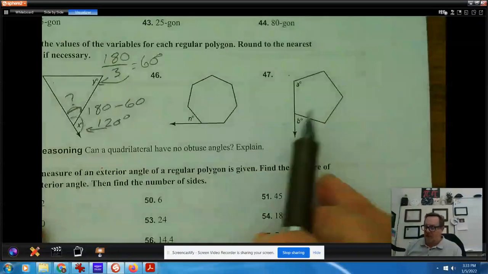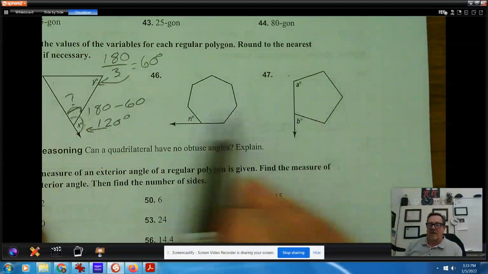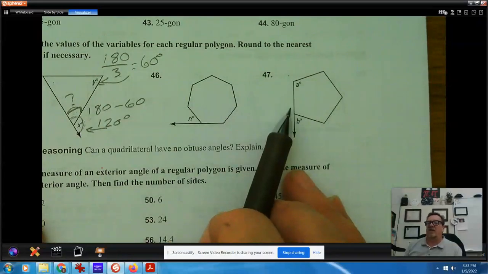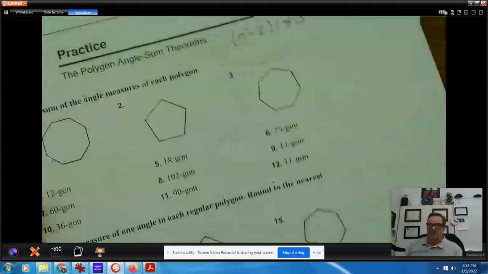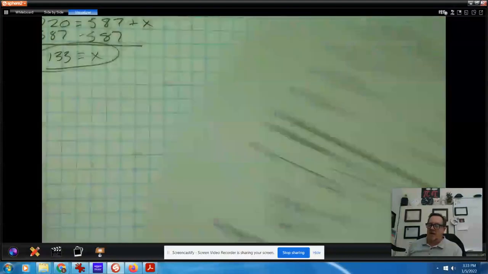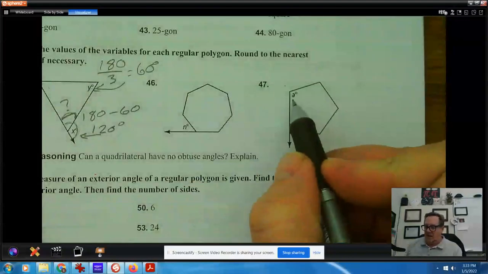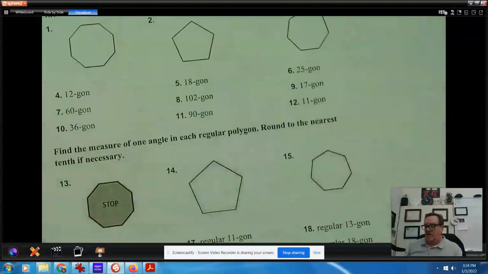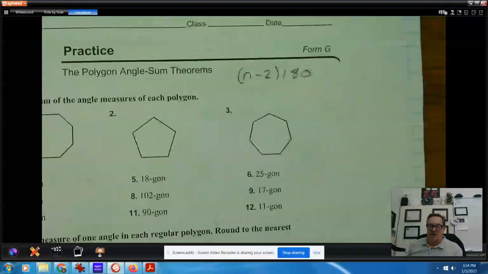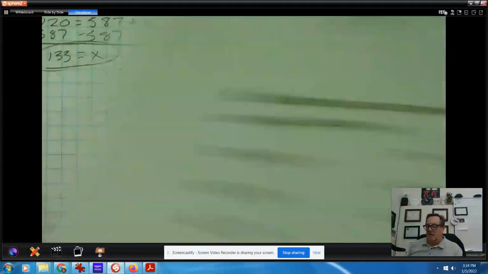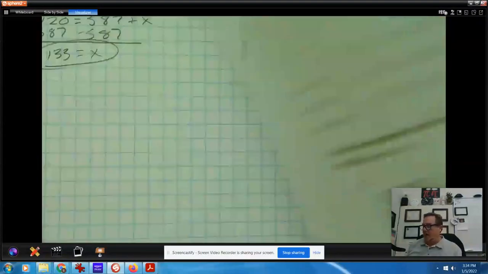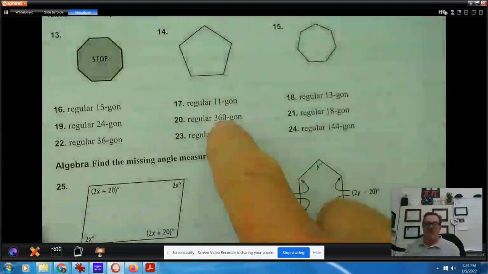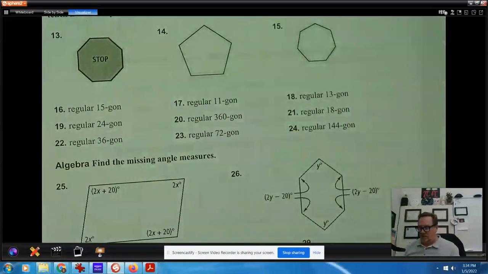Now that doesn't work on 47 exactly the same, because 47 is not a triangle. But if you use n minus 2 times 180 and divide it by n, you'll find out what A is. We did that over here. It's the same as these ones.